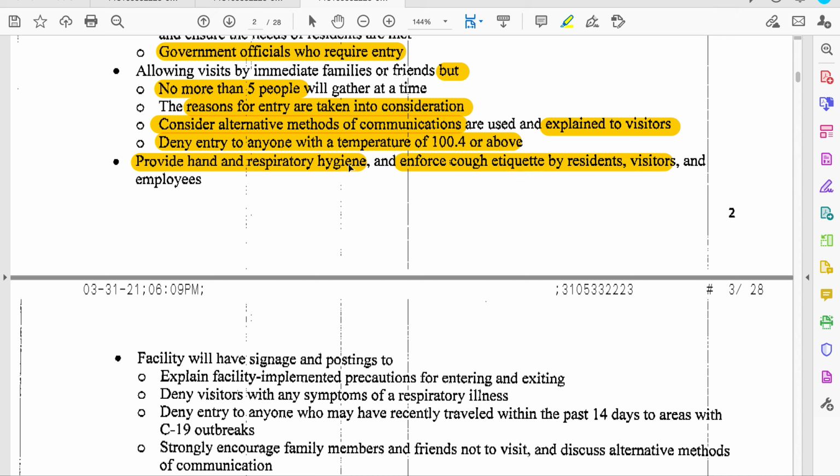Hand and respiratory hygiene. Hand hygiene is essentially washing your hands or using hand sanitizer. Respiratory hygiene is always wearing a mask, covering the nose and the mouth. Enforcing cough etiquette by residents, visitors, and employees is simply coughing into your arm.